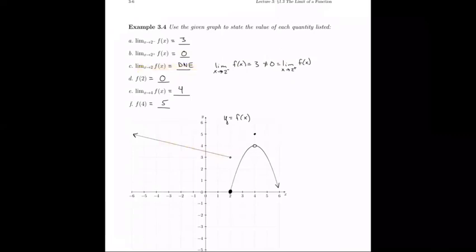So this one does not exist. DNE stands for does not exist. I think we remember that from algebra most likely. Now here's a weirder part. What's the function evaluated at 2? In other words, what's f of 2?